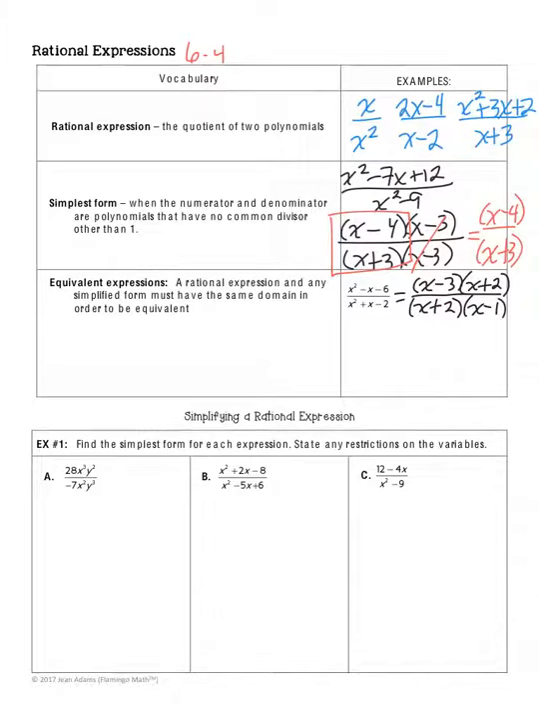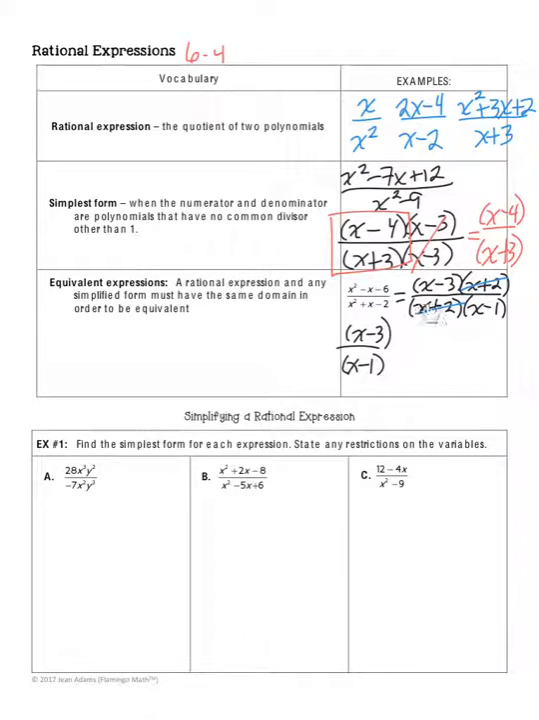And so then the x plus 2's will cancel, and you will be left with an equivalent expression of x minus 3 over x minus 1. But we have to come up with values that x cannot be, because we cannot have this denominator equal to 0. So you need to look at the fully factored original denominator right here before anything was canceled out.